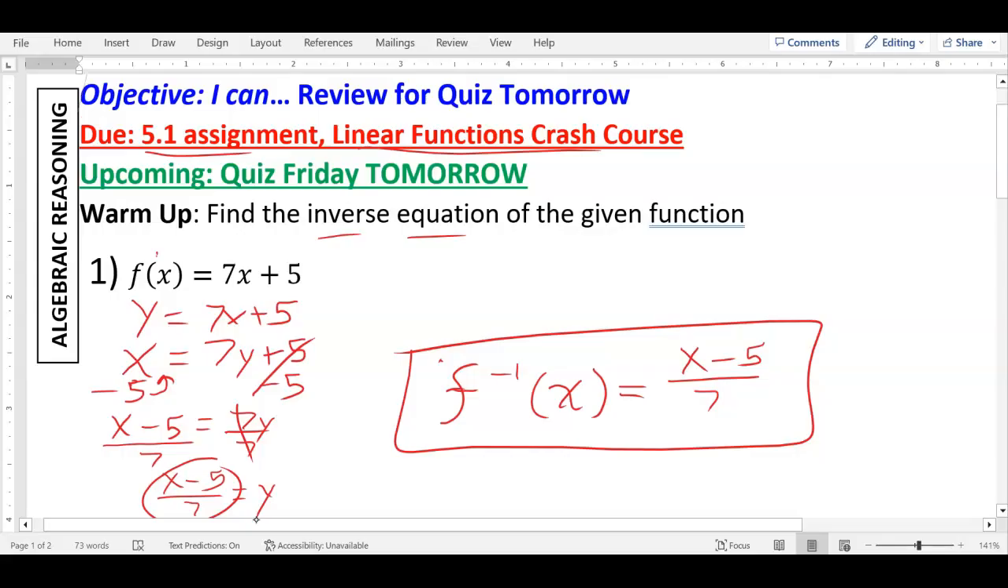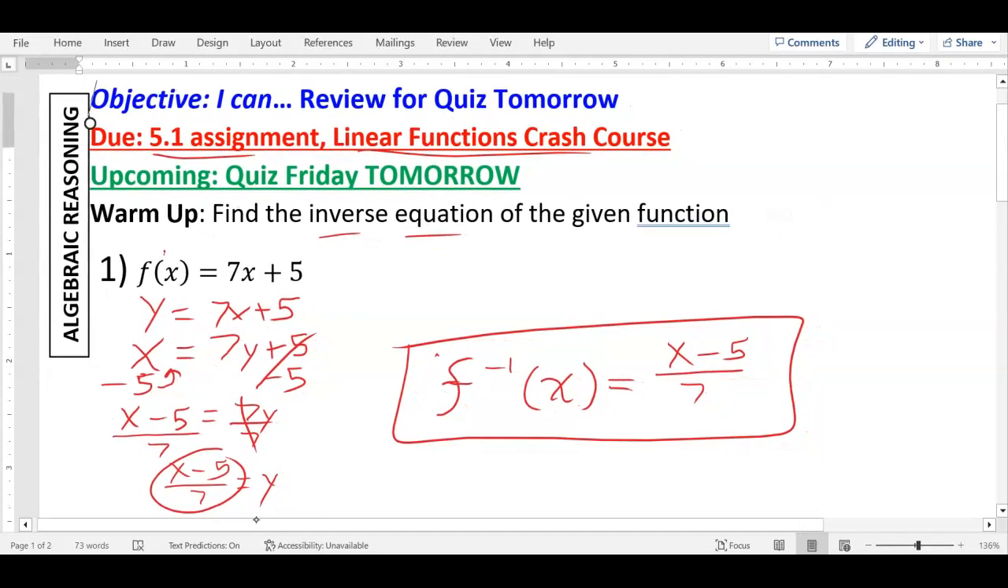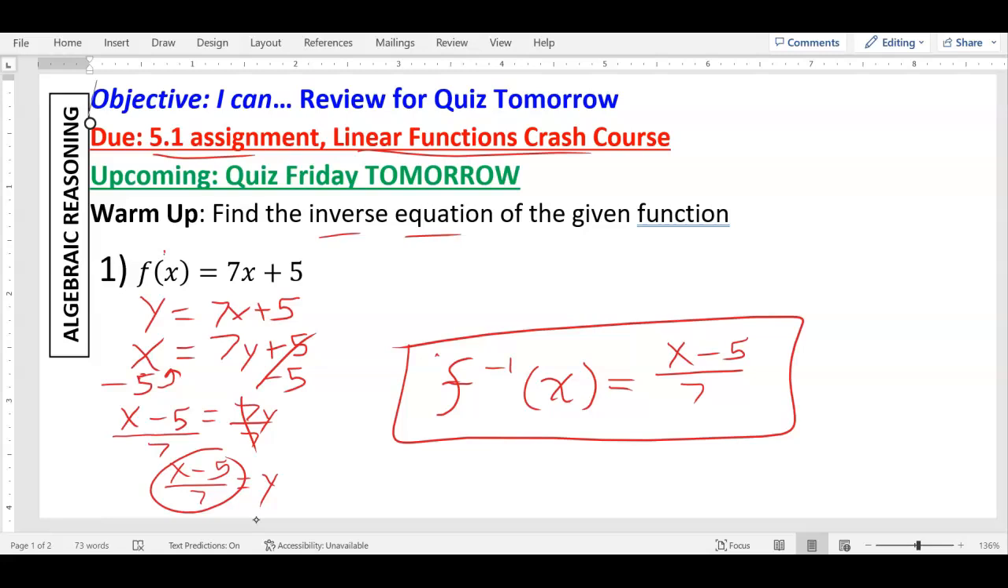Okay. This is all stuff we talked about on the 5-1 notes. You did it on the 5-1 assignment. If you have not turned in the 5.1 assignment, you need to do that. And then you need to turn in the linear functions crash course as well. I'm about to pass this out, okay?